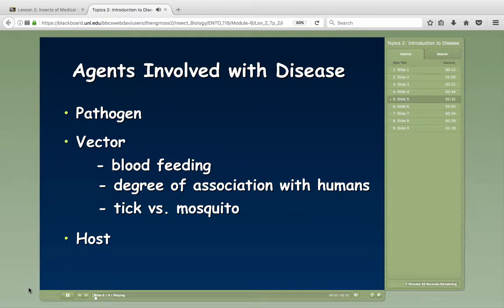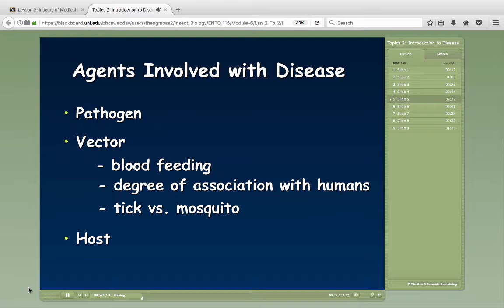In order for a disease to be prevalent in the environment, three things must be available, and we would refer to these as three agents when we talk about insect vector diseases. The first would be the pathogen. We already mentioned that the pathogen actually causes the disease. With insect vector diseases, you actually need a vector, and many times this vector is going to be a blood-feeding insect, such as a mosquito.